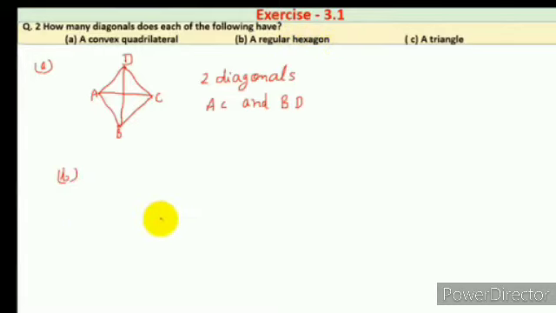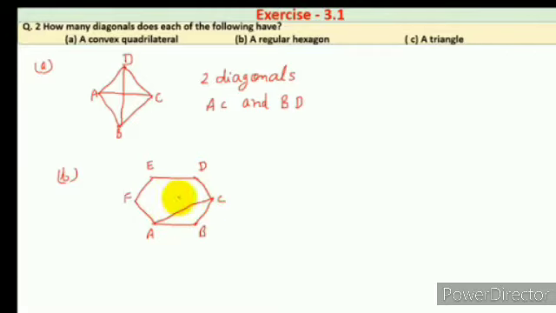Next, a regular hexagon. How many sides are there in a hexagon? Totally 6 sides. And it is mentioned specially, regular. A regular hexagon means in a hexagon all 6 sides are equal. We'll see how many diagonals are there in a regular hexagon. We should name all the vertices of the hexagon. Totally how many vertices? Having 6 vertices, 6 line segments, 6 angles. Now we'll see how many diagonals.